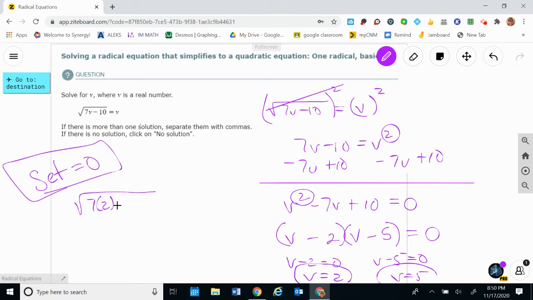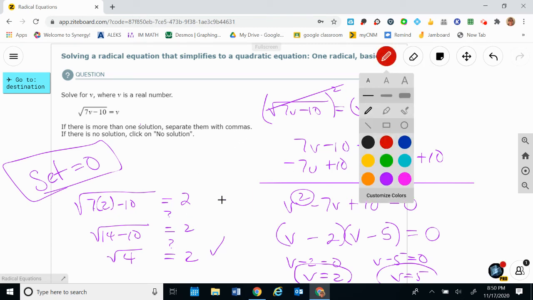7 times 2 minus 10. Is that equal to 2? Okay, 14 minus 10. Is that equal to 2? And you can see that it's going to be. This is 4. Square root of 4. Is that equal to 2? And yes, it is. Okay, let's check the other one.